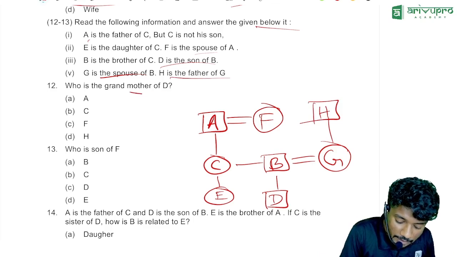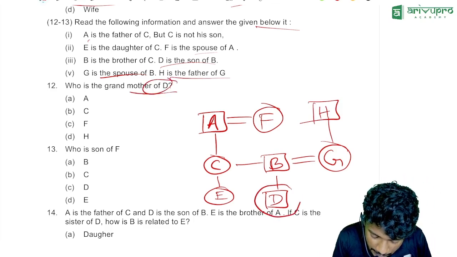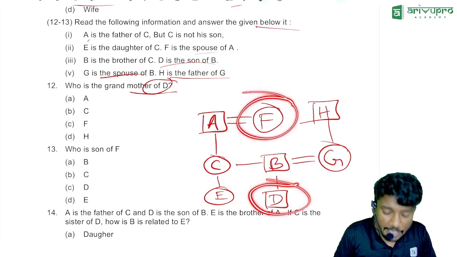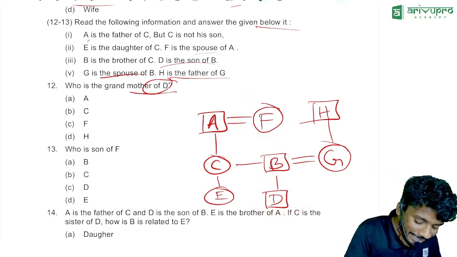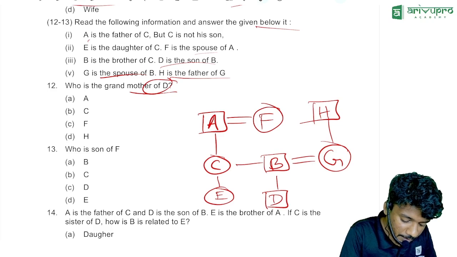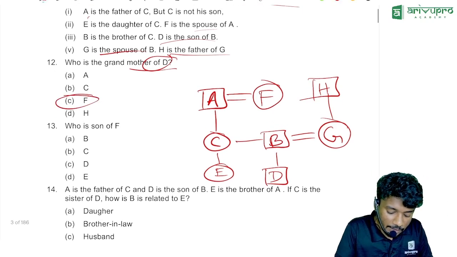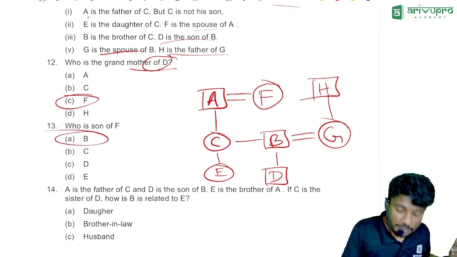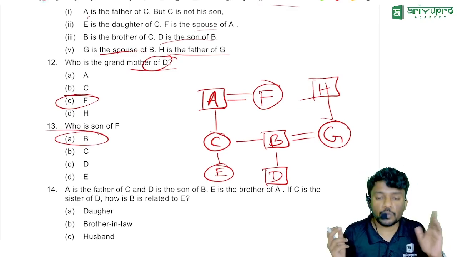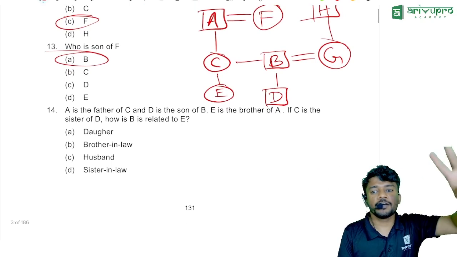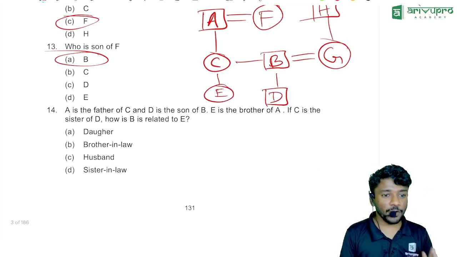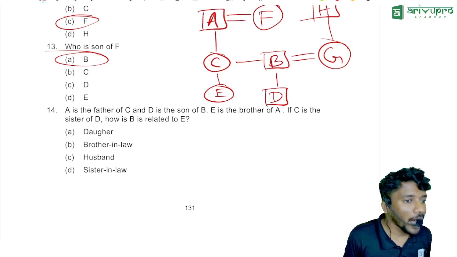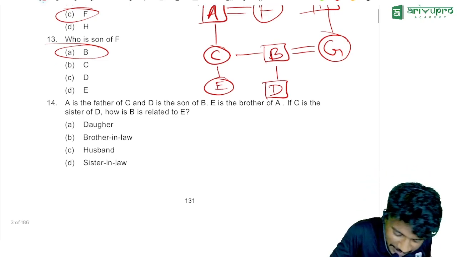Everything is there. Who is the grandmother of D? So D is here. Then who will be the grandmother? F will be the grandmother. So answer is option C. Then who is the son of F? B is the son of F. So we got 2 answers by just solving 1 question. So if you draw it wrong, that means you are losing how much mark? 2.5 marks. Correct? Yes.